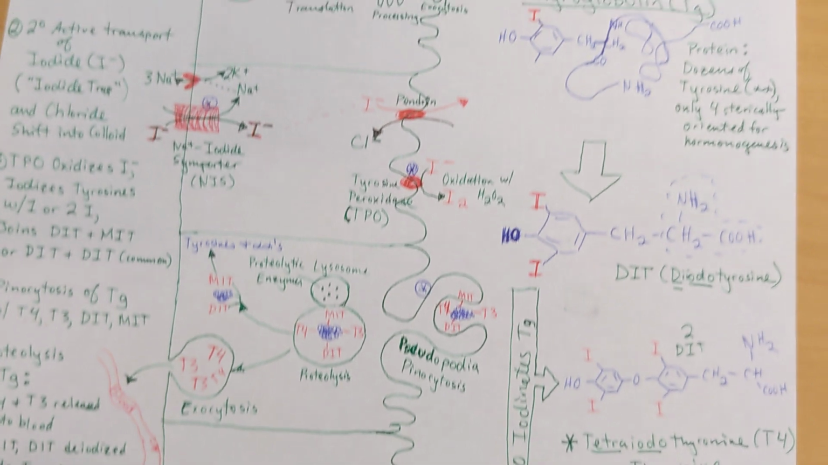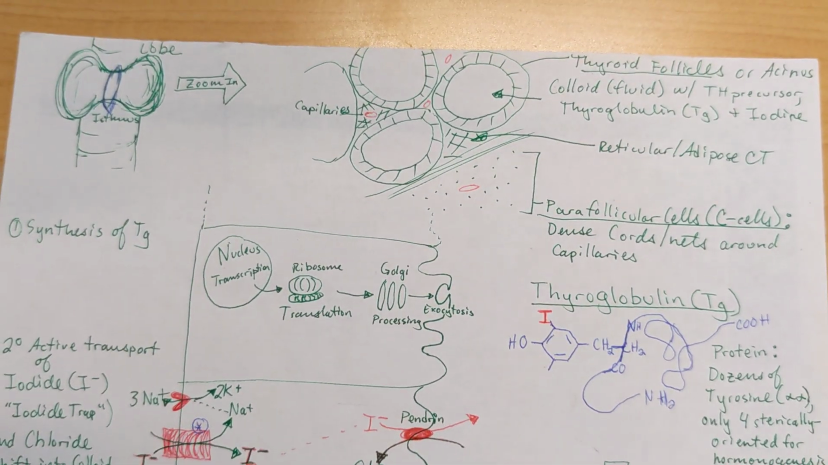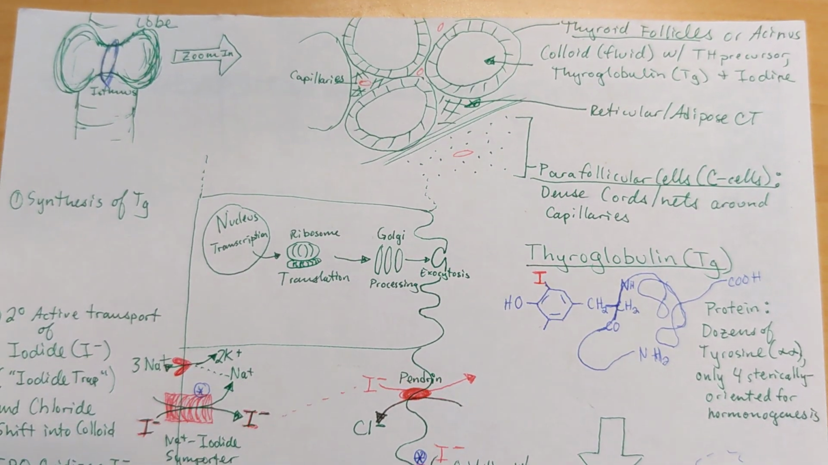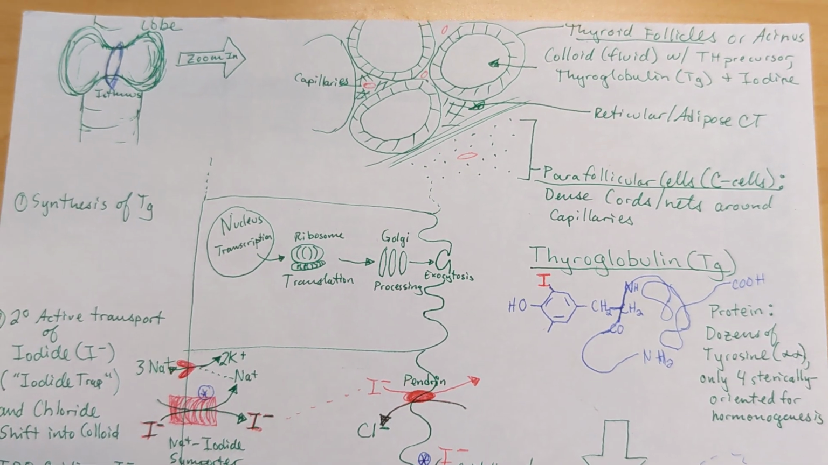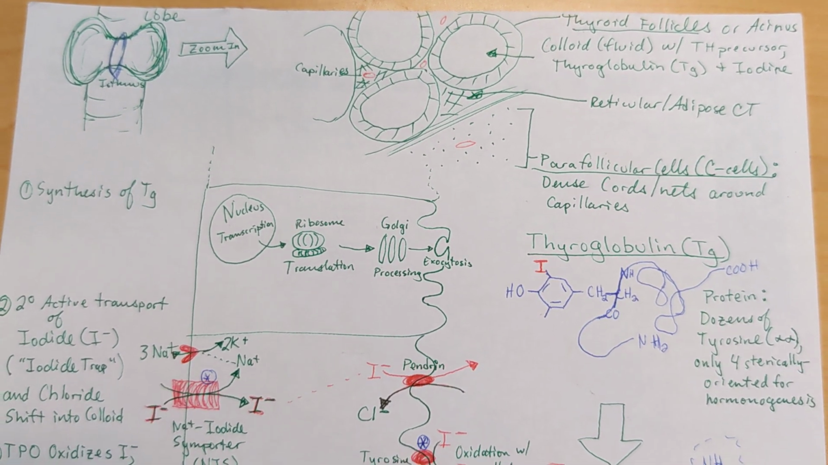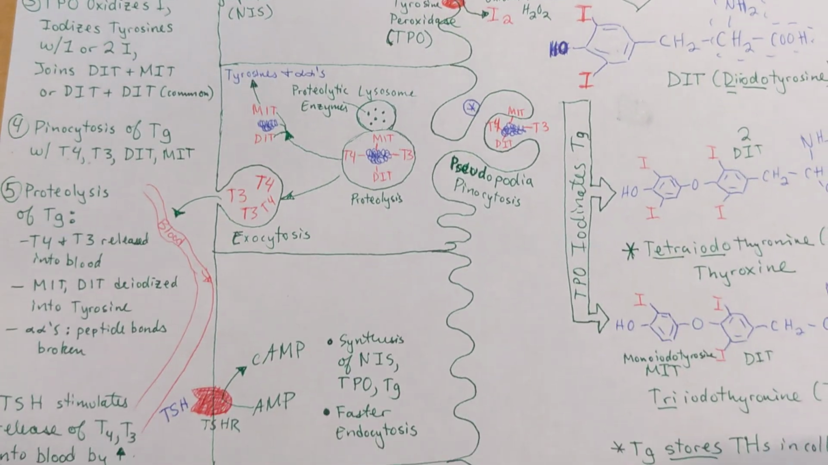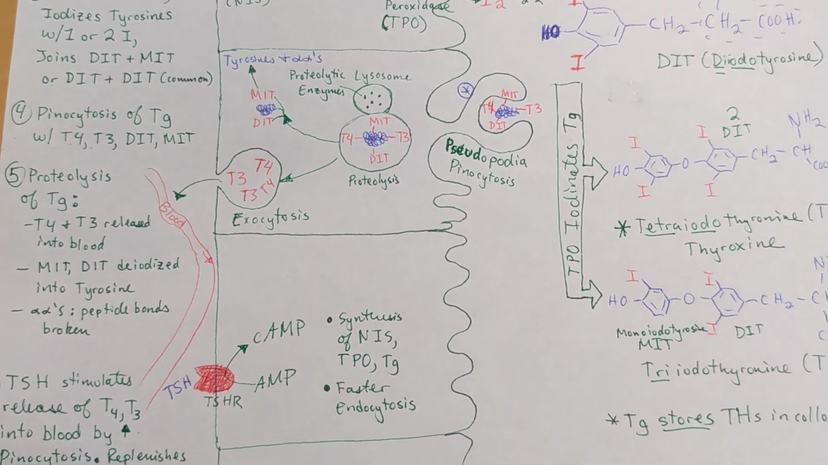So again, this has been a summary of hormonogenesis, so making of thyroid hormones, both T3 and T4, in response to TSH from the anterior pituitary.